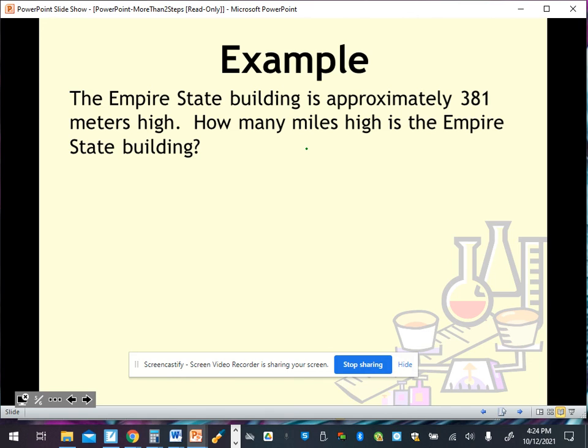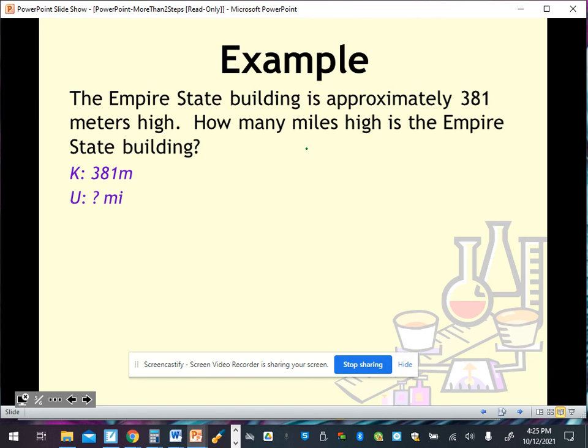Let's do this example. The Empire State Building is approximately 381 meters high. How many miles high is the Empire State Building? So 381 meters. All right. So my known and my unknown. Now I have to come up with a plan of attack. So I know I need to get from meters to miles. I don't have a direct conversion to that.